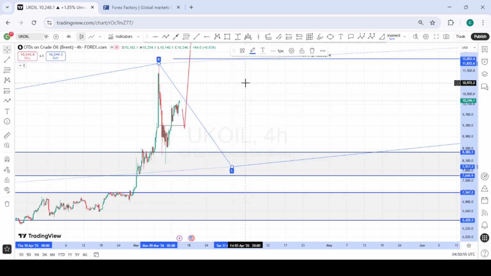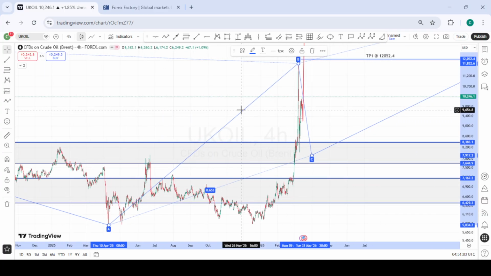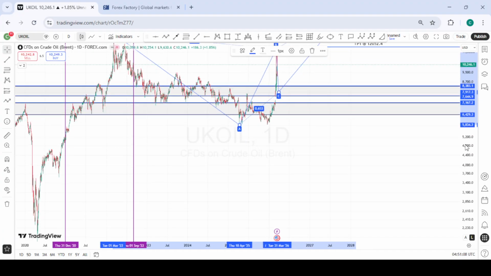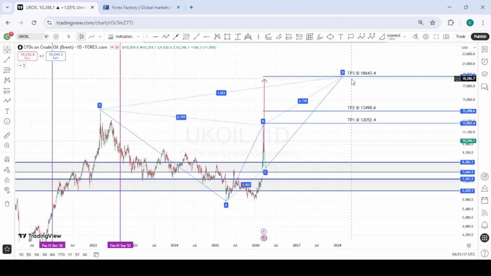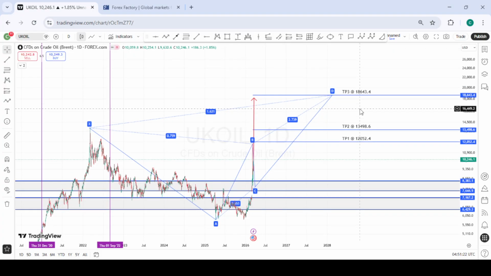Sorry guys, we lost our sound along the way. So the explanation I was giving earlier was that we have a potential harmonic pattern developing on crude oil. This is our X, this is our A, our B, and our C leg is already formed. So we are waiting for completion of the D leg, which is likely going to see Brent crude oil prices hitting about $186 per barrel in the coming weeks or days.